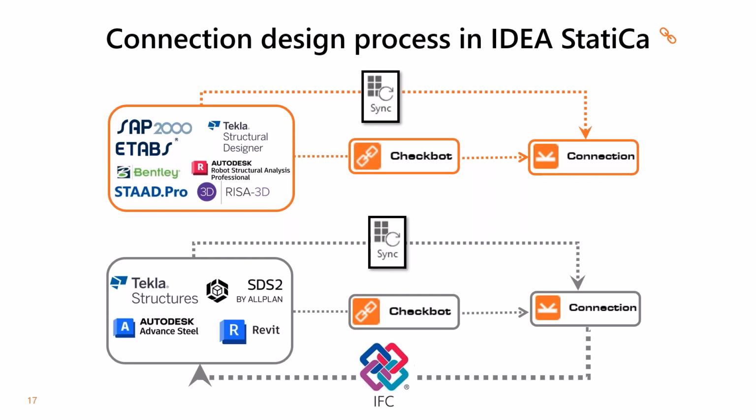Then we have the second type of link where you already model the connections in your BIM or detailing software, and you want to export those connections into IDEA StatiCa. So it works the same as the first type of the link. Checkbot is used to have control of the joints you imported. And if there is any change in profile sections, you can also synchronize the model. But this process that I just described was only applicable when the structural engineer or the detailer does the structural analysis and design of the whole structure and connection design.